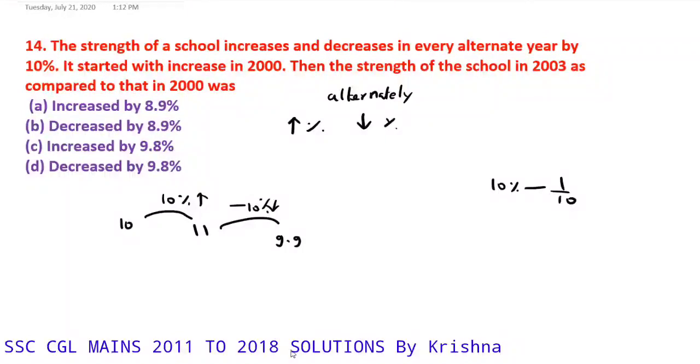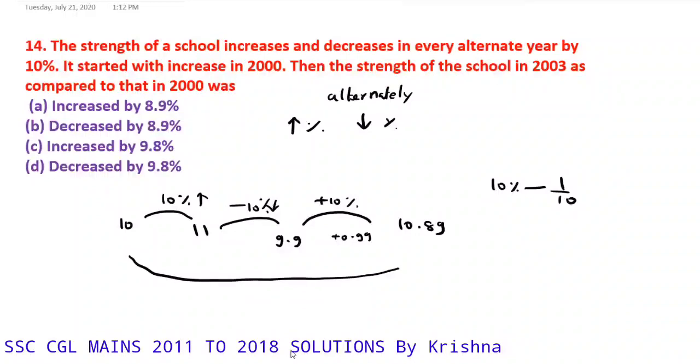So 10% of 11 is 1.1, so the decreased value is 9.9. On 9.9 again, it is increased by 10%, which equals 0.99. So 9.9 plus 0.99 is 10.89. So from initial to final, if you see, we can see some increase, and by how much? 8.9%, increased by 8.9%.